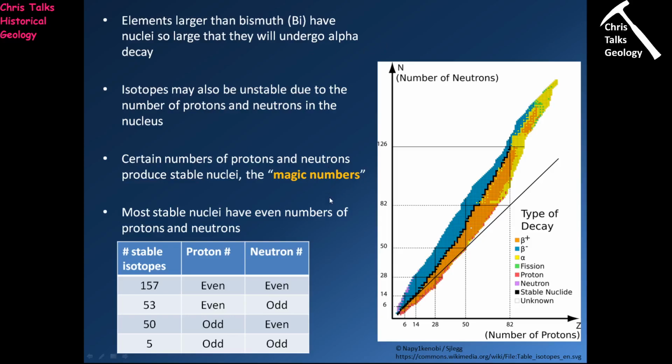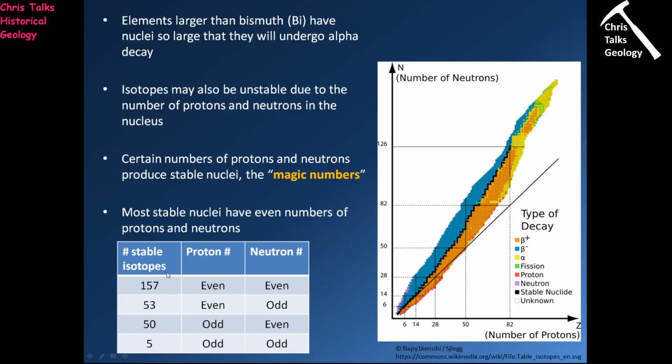So you have these things called magic numbers, and a magic number is a certain number of protons and neutrons. There are some numbers of protons and neutrons in the nuclei that are just naturally stable. So if you have one of these magic numbers, let's say a magic number is like 8 protons, then if you happen to have an isotope that has 8 protons in its nucleus, it's naturally going to make that nucleus more stable and therefore less likely to decay. So if you have a nucleus that contains magic numbers of protons and neutrons, then it's naturally going to be stable. So most stable nuclei have even numbers of protons and neutrons.